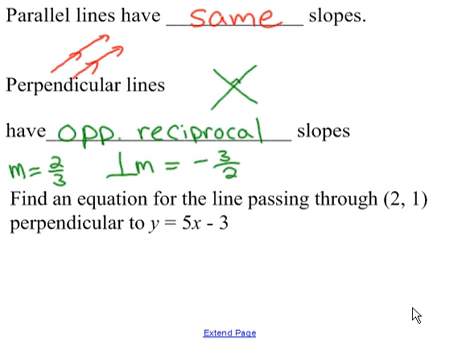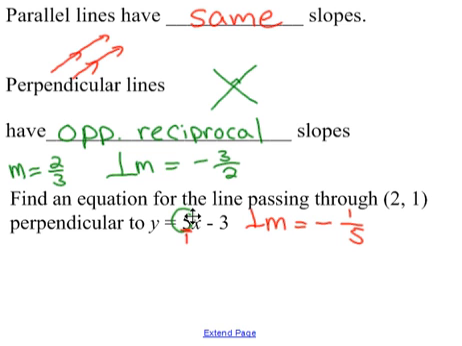All right, so let's look at this example. It says find the equation of a line passing through the point (2, 1), perpendicular to y equals 5x minus 3. The first thing we have to do is figure out, well, what's the slope? Well, the slope of this line is 5. So that means my perpendicular slope has to be opposite of 5, which means it's negative. And the reciprocal of 5, well, we can write 5 as 5 over 1. So the reciprocal is 1 over 5. So my slope is negative 1 over 5.